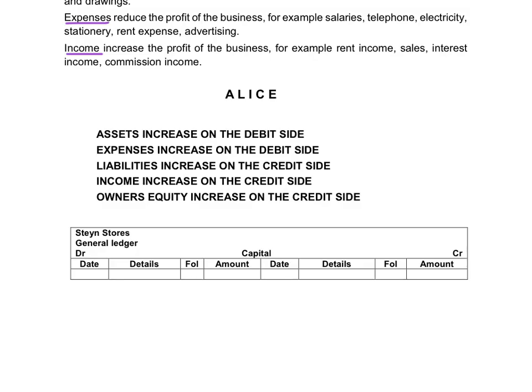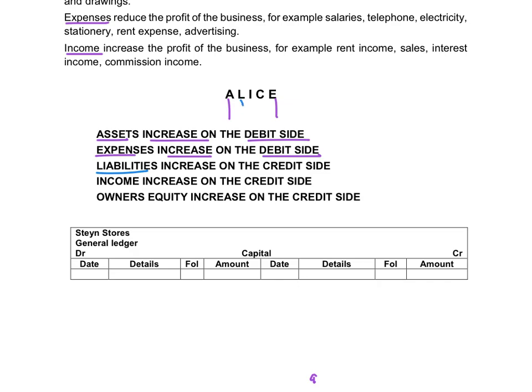It is very important to remember which accounts increase on the debit side and which increase on the credit side. Assets increase on the debit side. Expenses increase on the debit side. So it means the first letter of ALICE and the last letter of ALICE will increase on the debit side. If you look at the word ALICE, assets and expenses increase on the debit side.